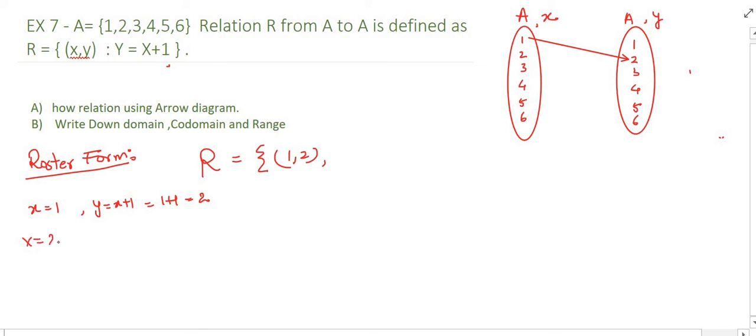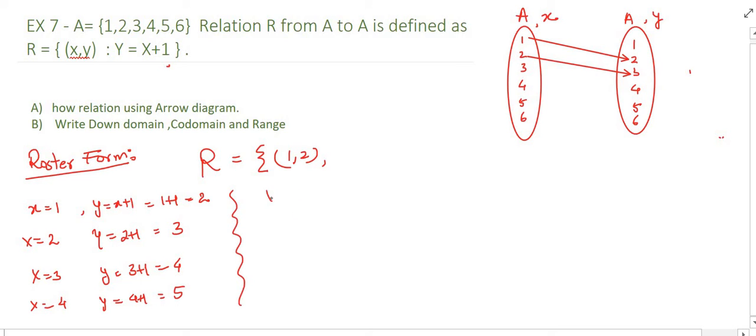If I take X is equal to 2, then my Y will be 2 plus 1, which is 3. That means 2 is connected to 3. Perfect. Now if I take X is equal to 3, Y will be 3 plus 1, which is 4. If I take X is equal to 4, Y will be 4 plus 1, which is 5.